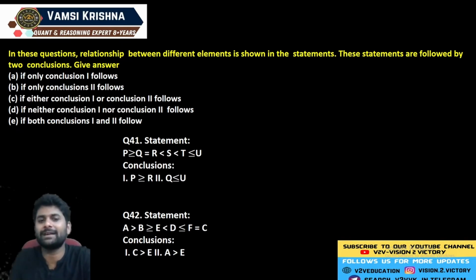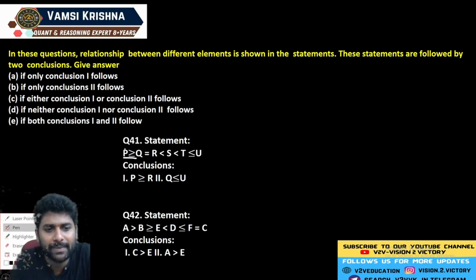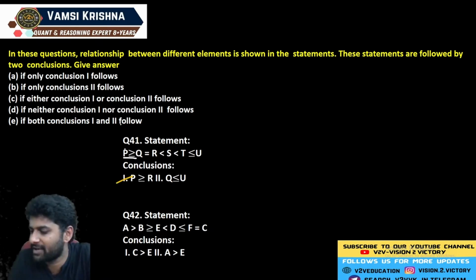Now, whether P is greater than or equal to R or not. See, we have P, R. P is greater than Q, Q is equal to R, so definitely P is greater than or equal to R. It's a definite relation. Second one, check it out in this way, U to Q.